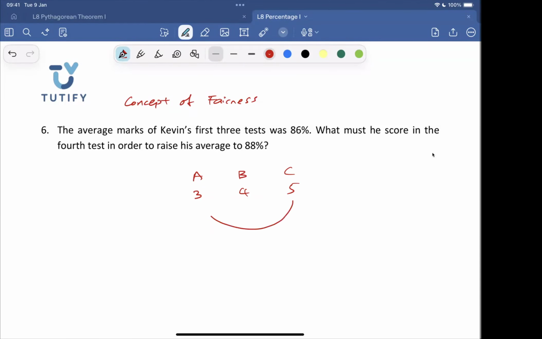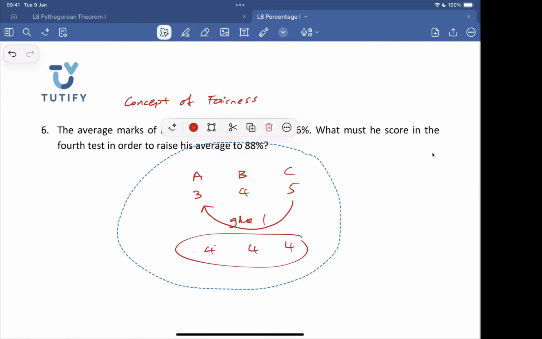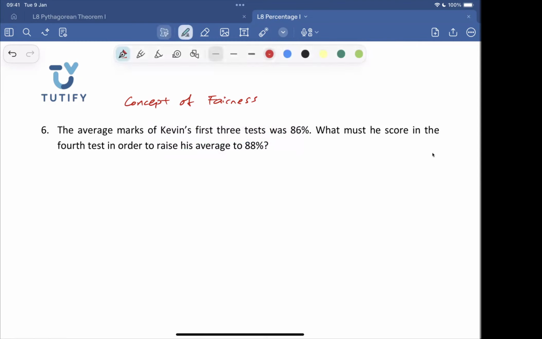C can give A 1. Give 1 sweet to A. Then everybody will have 4. And what is the average? 4. Oh, very good. So students, we can actually make it fair. If you make it fair, everybody has the same number. That is already the average. So Dave, let's try this, okay?